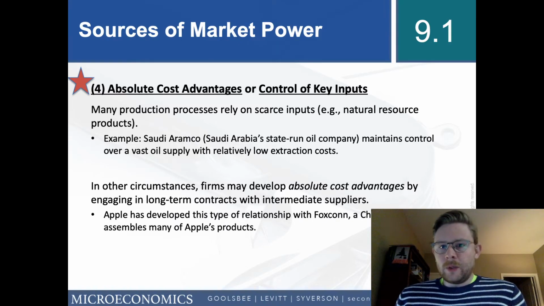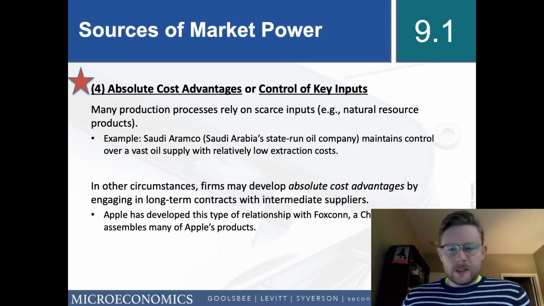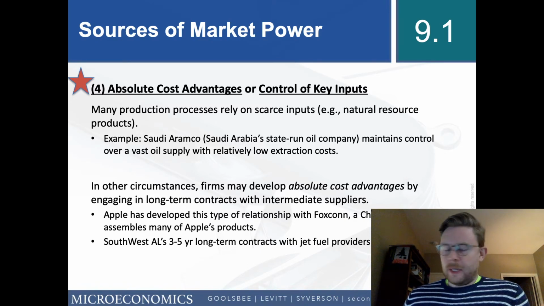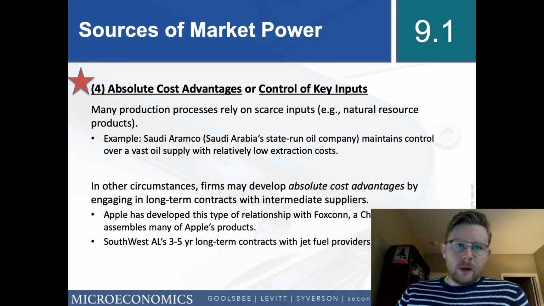Apple does this with manufacturers in China. They say, we will produce all of our iPhones and iPads and Macs for the next 10 years if you give us a good deal on the cost of production. Southwest Airlines similarly does these 3 to 5 year long-term contracts with jet fuel providers. They lock in a price for a long time, and for the jet fuel providers, that gives them a steady source of revenue.